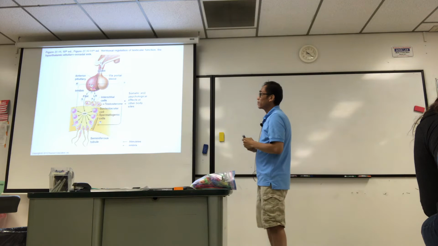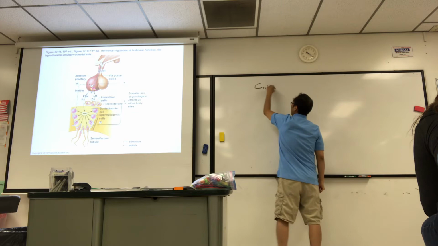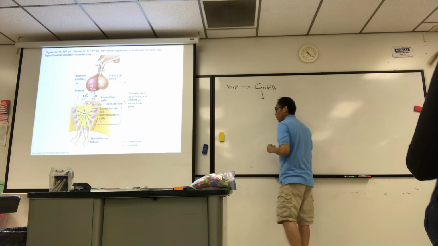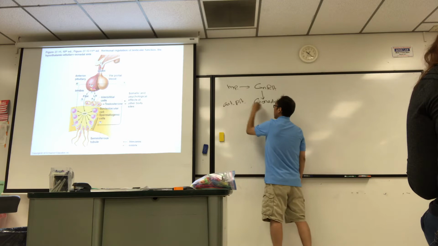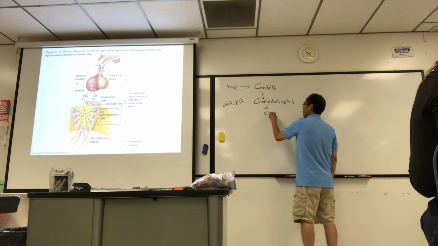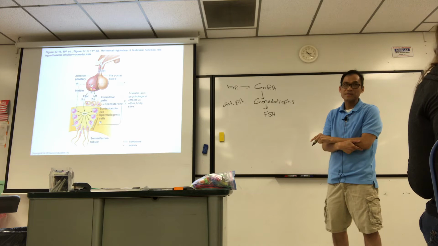So we have gonadotropin releasing hormone from the hypothalamus, and that feeds on the gonadotropes, right? From the anterior pituitary. And those secrete FSH and LH. Now FSH will target, what they're showing you is, the Sertoli cell in the seminiferous tubule, the sustentacular cell.